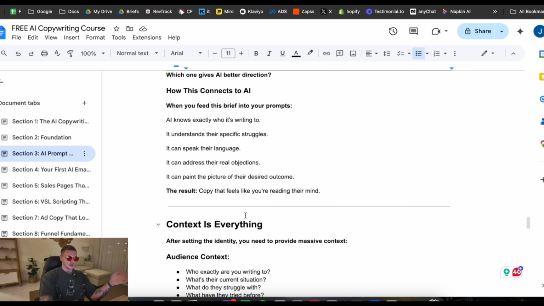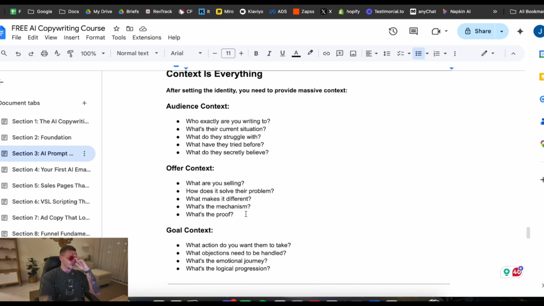Remember from section 1, that's exactly what we want to do. So context is everything.